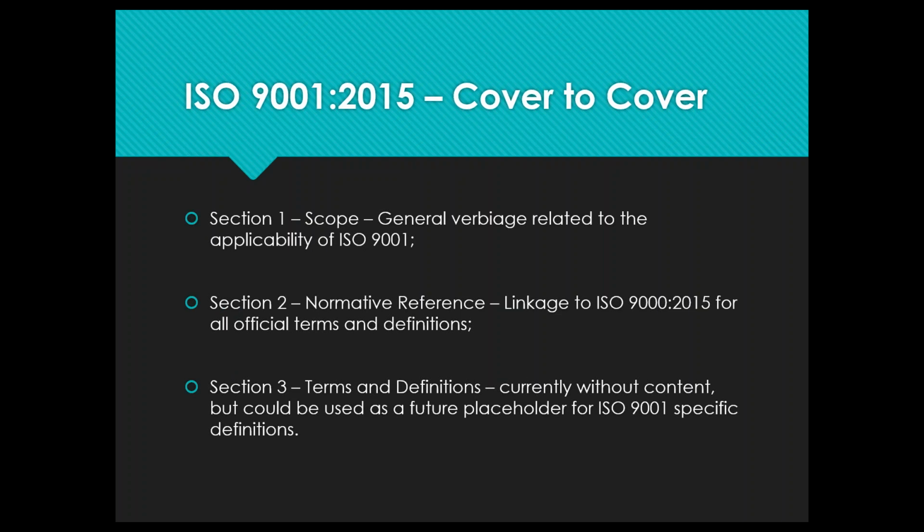Getting into the main sections, in Section 1 we have the scope, and of course we explored that a little bit earlier in our presentation. Section 2 is called normative reference. It establishes that all official terms and definitions can be found in the ISO 9000 standard.